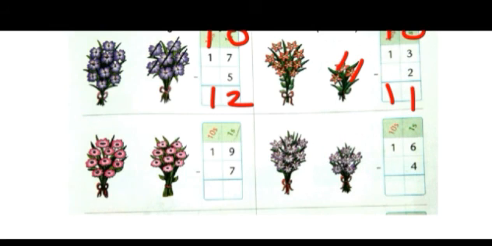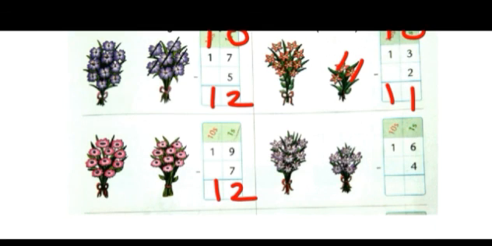Total 19 flowers are there. And out of that we have to cross out 7 flowers. So how many will be remaining now? So first subtract the ones. 9 minus 7 is how much? 2. And in the tens only 1 is there. So 1 will come down. Total 12 flowers are there. Okay, see the next one.